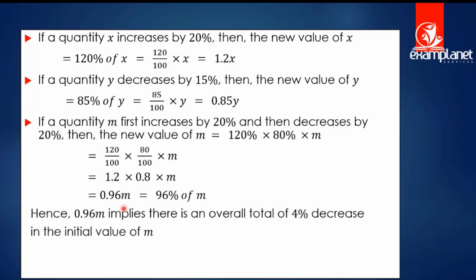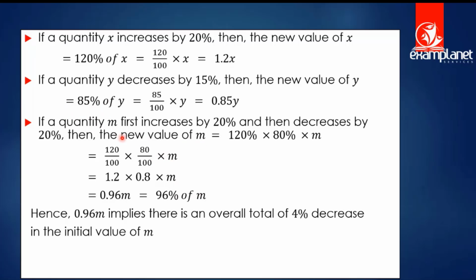So as you can see now, what we are having is 0.96 m, or 96% of m. So what does this statement imply? What it implies is that m has lost 4% of its value during these two changes. Now it is 96% instead of the initial 100%. So it has lost 4%. So that 4% is the change in the value of m. That's the overall percent change in m.